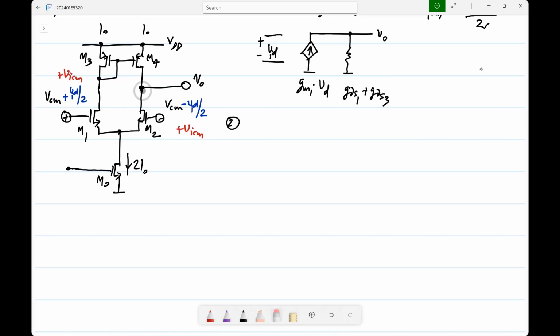If you assume VO is more than this voltage, then by looking at M1 and M2, you will conclude that M2 has more current, because both of them have the same VGS, but M2 has higher VDS. But looking at M3 and M4, M3 has higher VDS, and you will conclude that it is drawing more current. So clearly this is contradictory. So the only solution is for these two voltages to be exactly the same in absence of mismatch. So what next?